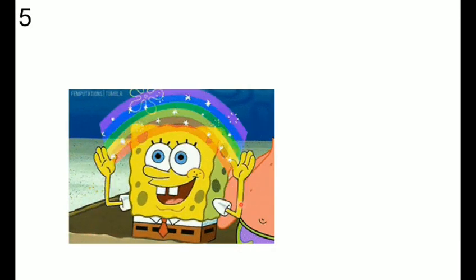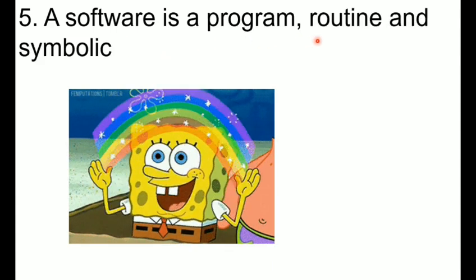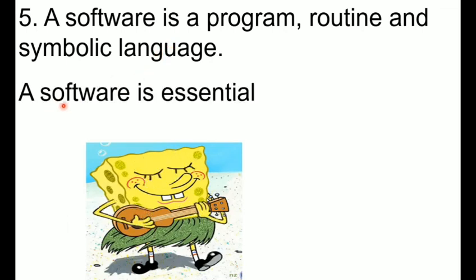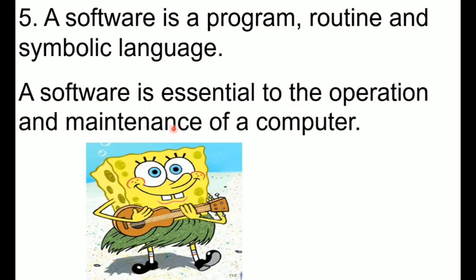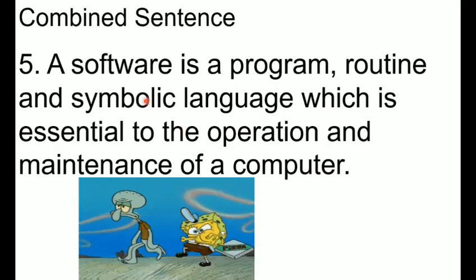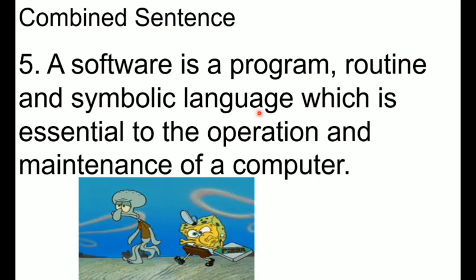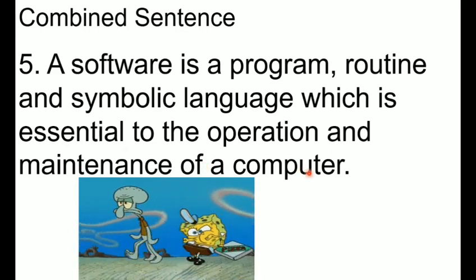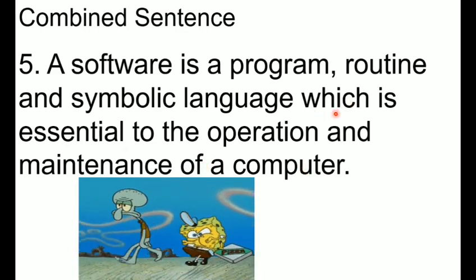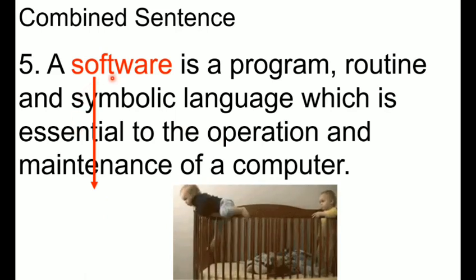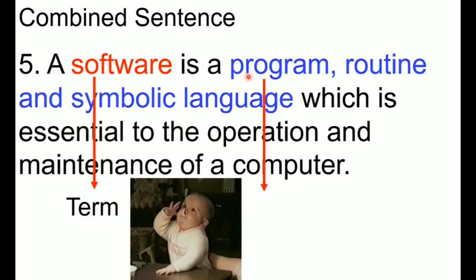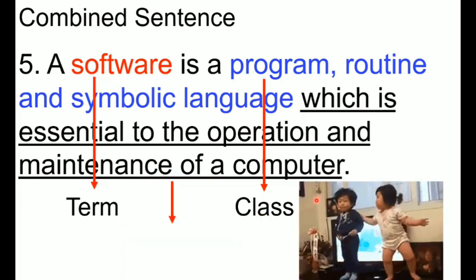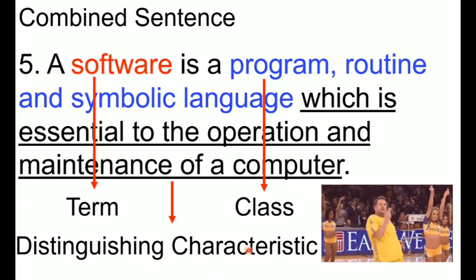Okay. Number 5. A software is a program, routine, and symbolic language. This is our first sentence. Second sentence: a software is essential to the operation and maintenance of a computer. Okay. Combined sentence: a software is a program, routine, and symbolic language which is essential to the operation and maintenance of a computer. Alright, gumamit tayo dito ng phrase na which is. Okay. Wherein software is our term, program is our class, and the underlined word is our distinguishing characteristic.